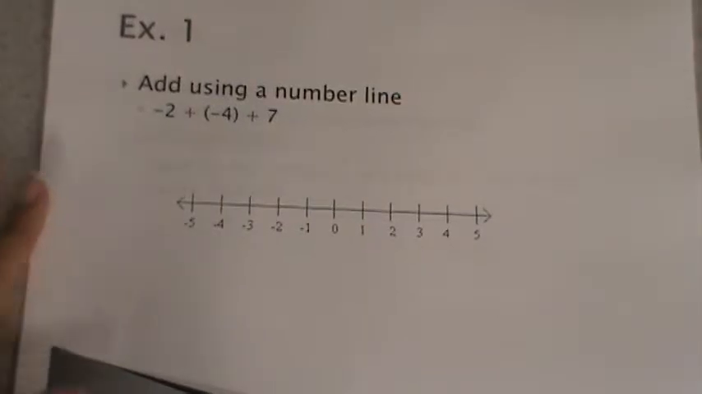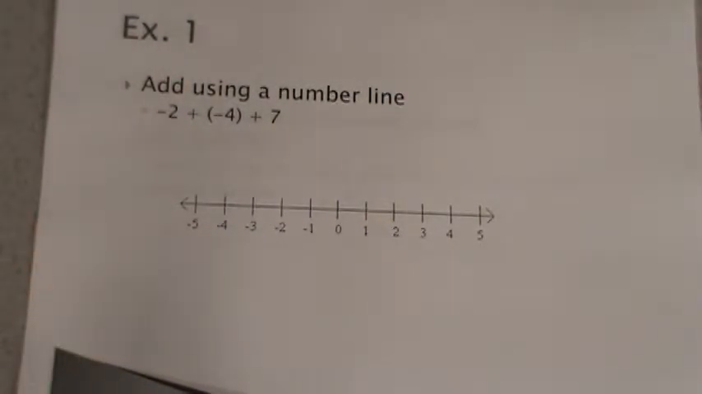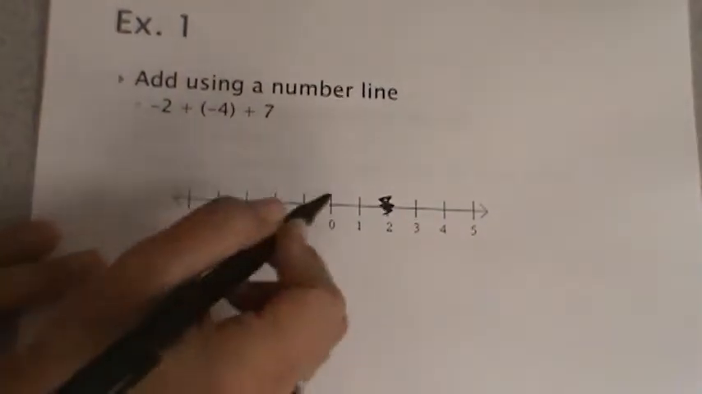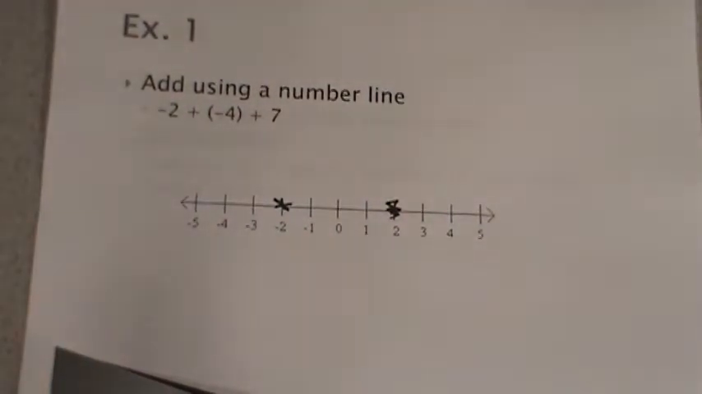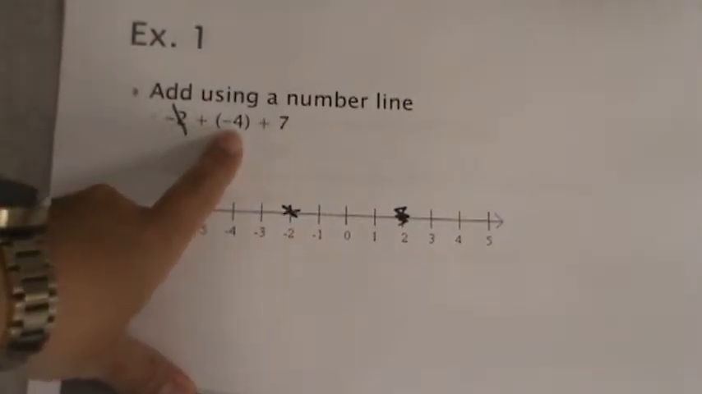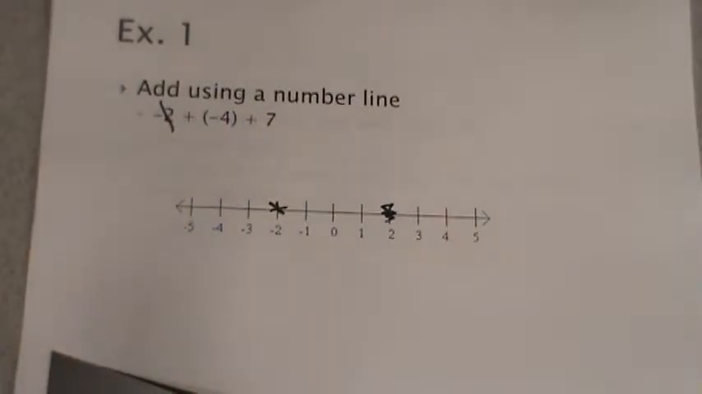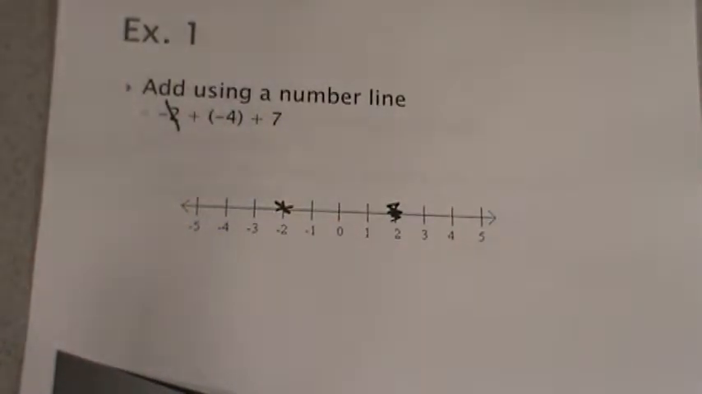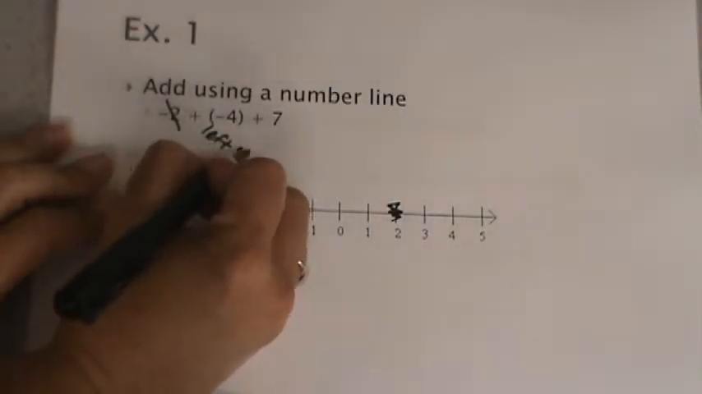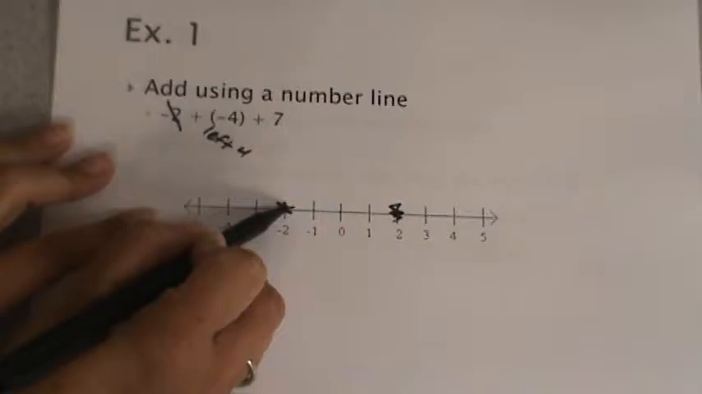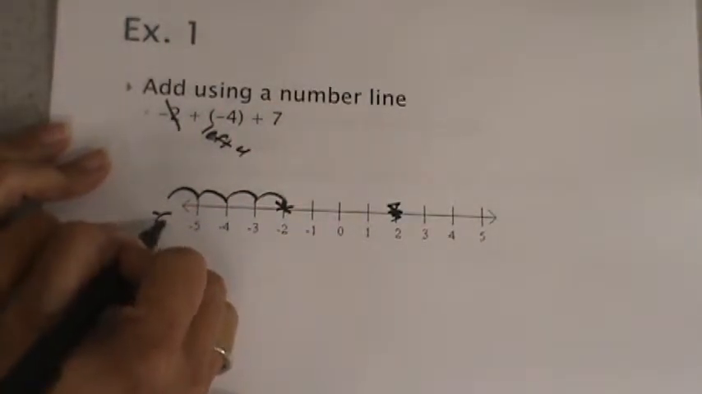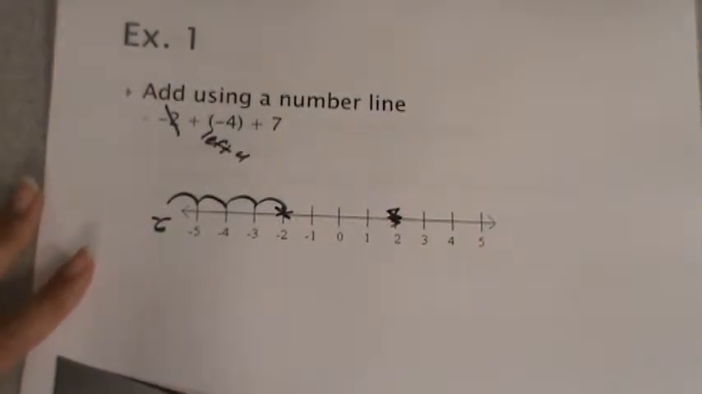So if you look at this problem, it starts with a -2, which means we're going to start here, at -2. Since the next number is a -4, remember, negative means to go left. So that would be left 4. We started at -2, go left 1, 2, 3, 4. I'll just go ahead and put a -6 there since that's not quite long enough.